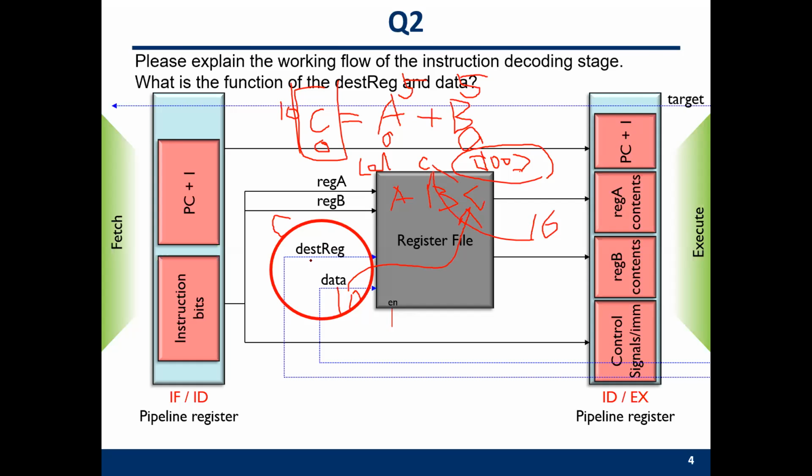I'm sorry, let's change the register and call it E. The destination register here is E, and the data here is 16. So basically, the memory instruction and the arithmetic instruction are similar in this case. Any question?